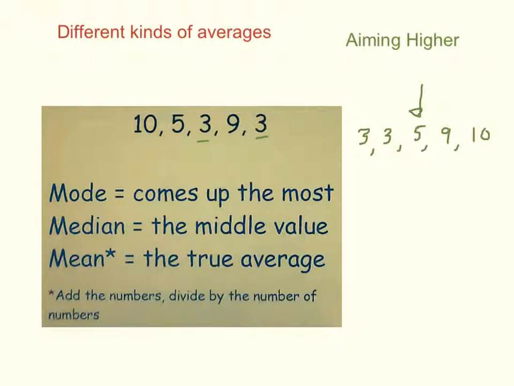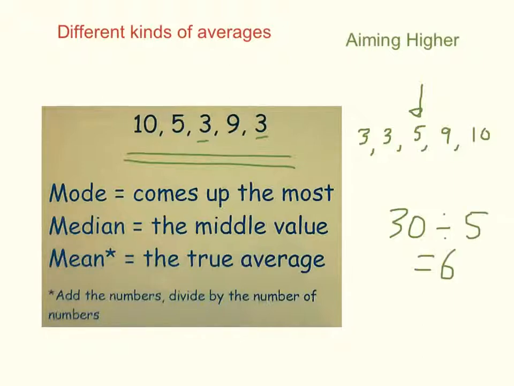The mean is what we call the true average. So if I was asked for the average, that's the same as saying I'm asked for the mean. And to work out that, I've got to add up all of the numbers and then divide, in this case, by 5, because there are 5 numbers. So here, the numbers add up to 30, and when I divide that by 5, because there are 5 numbers, that gives me an average of 6. And I can tell that 6 is about in the middle in terms of those numbers.